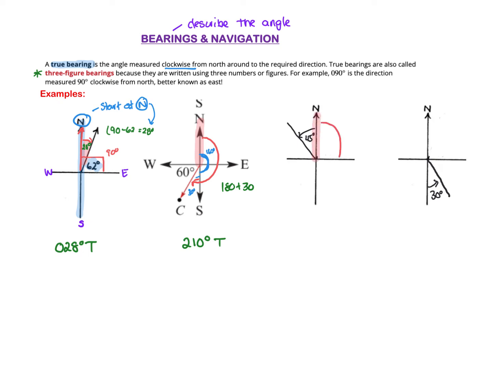If we look at the next one, we've got to start from the north and go all the way around. If you did a full circle, how much would it be? So we do 360 minus the 45, and what do we get? 315 degrees true. Okay, I'm going to pause it. What do you think the last one is?